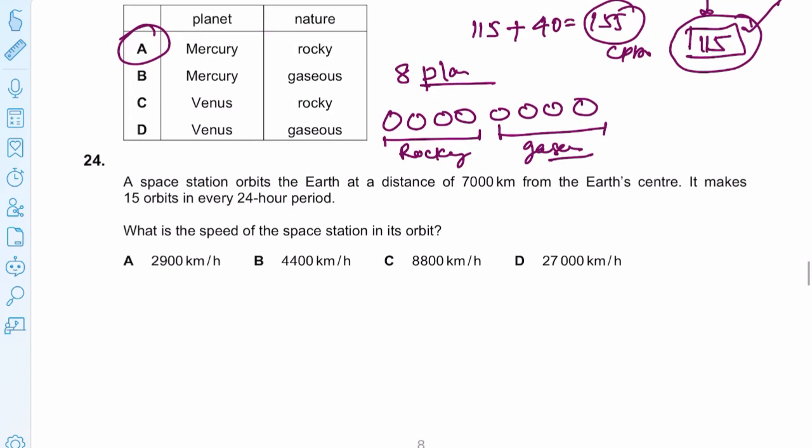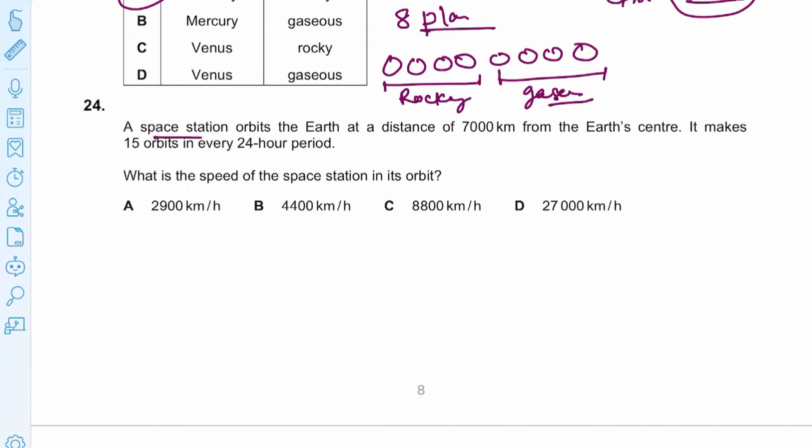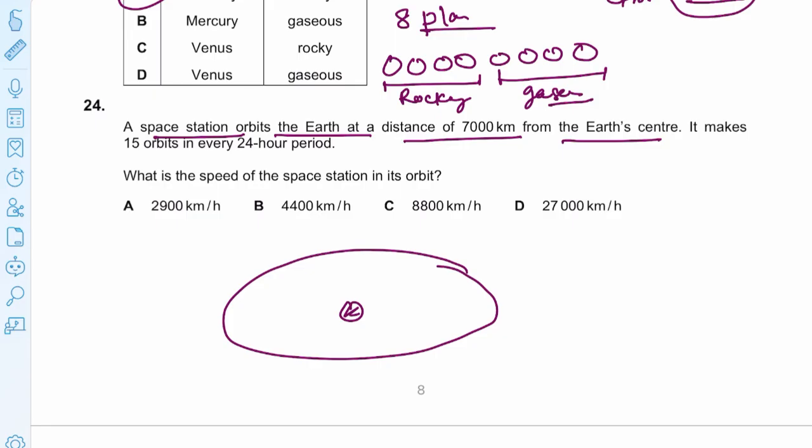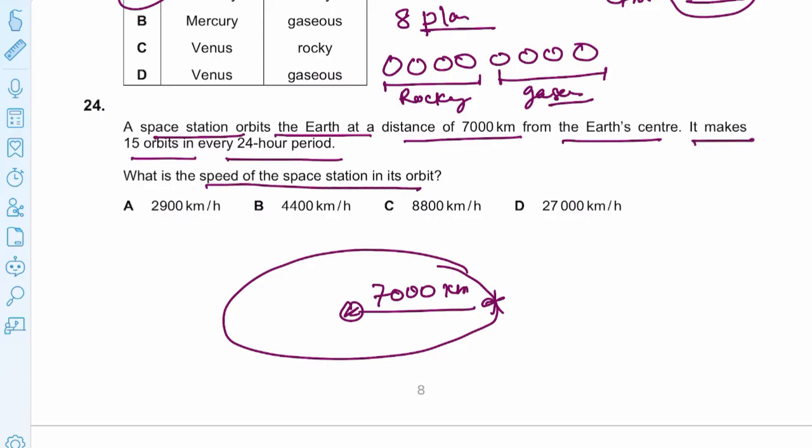Got it? Question number 24. A space station orbits the Earth at a distance of 7,000 kilometers from the Earth's center. This is the Earth's center, and it is like a satellite, orbiting like this. It makes 15 orbits in every 24-hour period, right? Its radius is given as 7,000 kilometers in the question. What is the speed of the space station in its orbit?